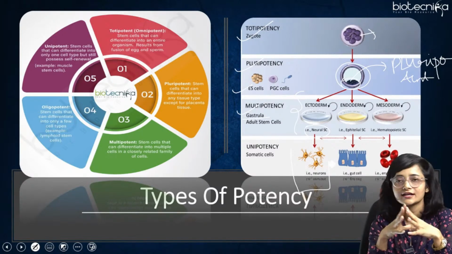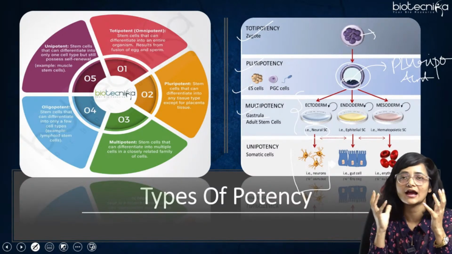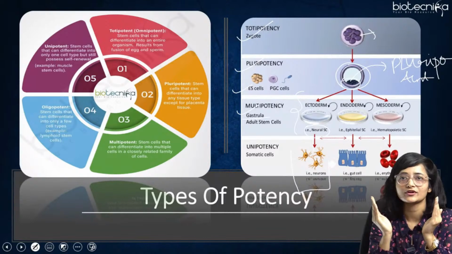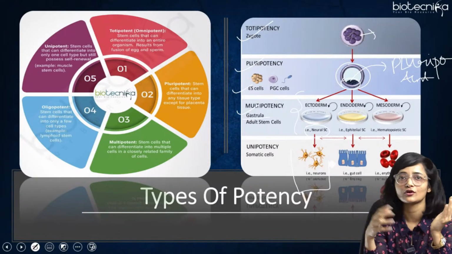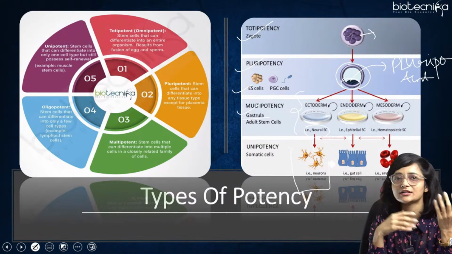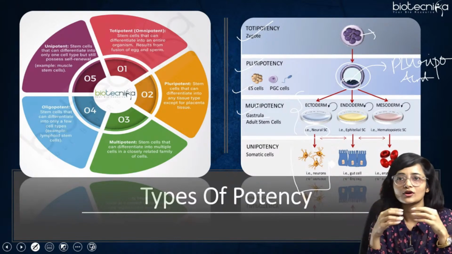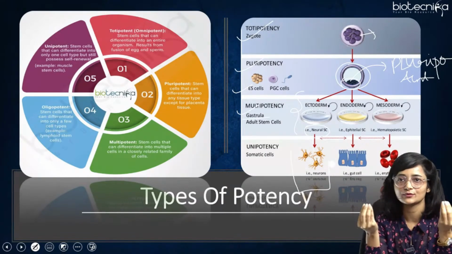So from this diagram, you would have gotten an idea about what the examples of totipotent cells are, how they differ from pluripotency, multipotency and unipotency, and what the different examples of all these potencies are, right?